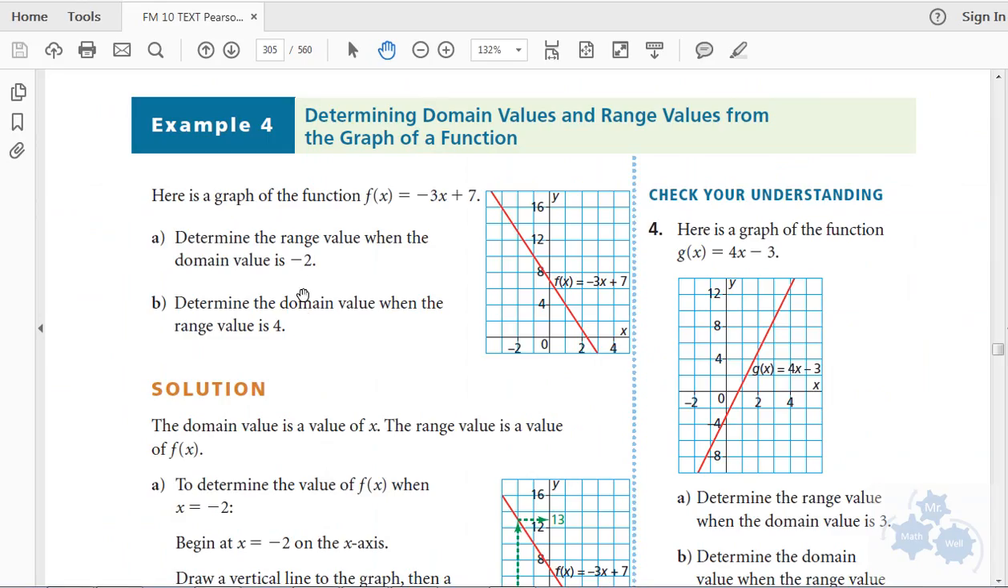Let's take a look at this example then. Here's a graph of a function f of x equals negative 3x plus 7. Do you guys understand, first of all, let me ask you this. Do you understand how this function, this mathematical expression of the function, and this line are connected?